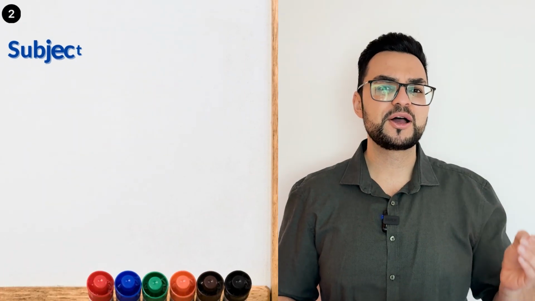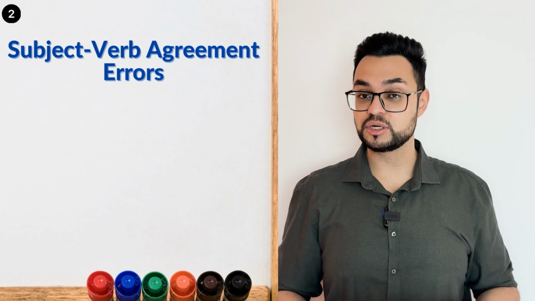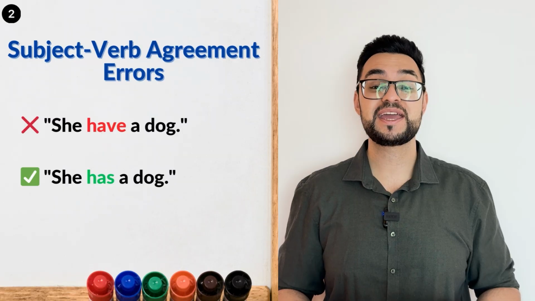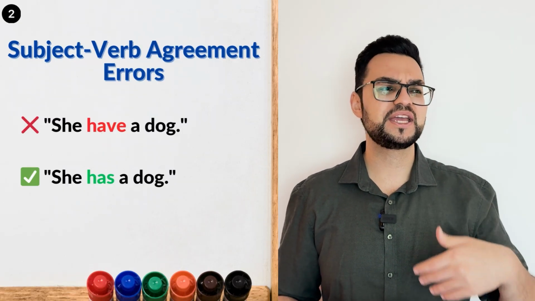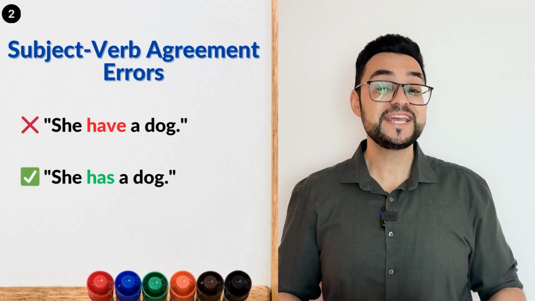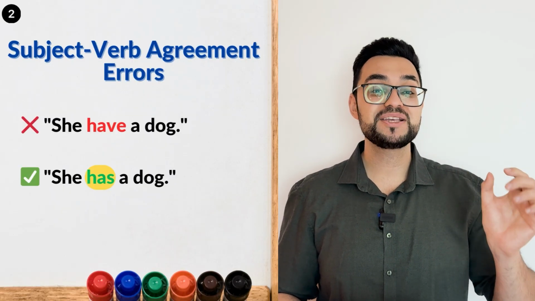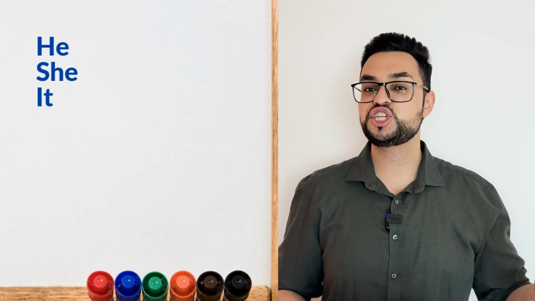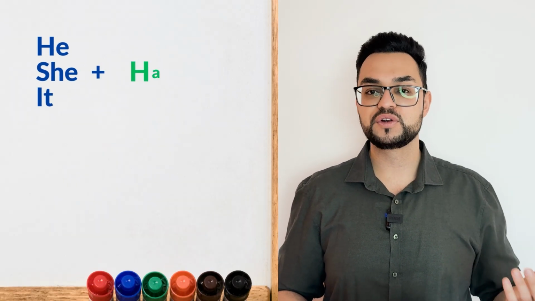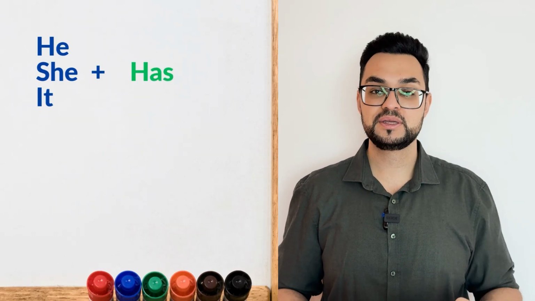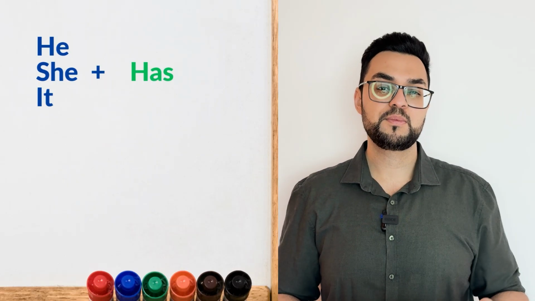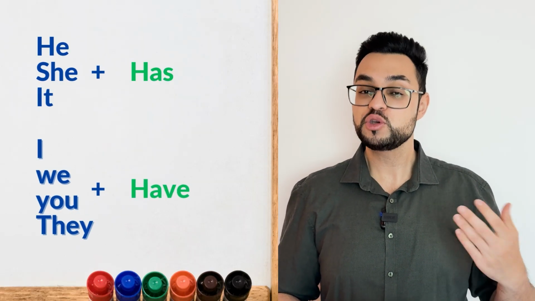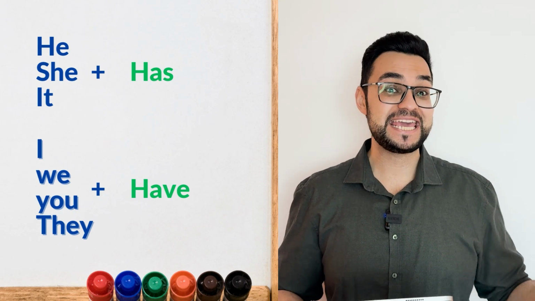Number two, subject-verb agreement errors. Like saying she have a dog instead of saying she has a dog. I've seen this mistake a lot of times. Remember, in English, the verb must match the subject you're using. So if you're using he, she, or it, definitely your verb needs to be in a singular form. In this case, has. But if you're using I, we, you, they, you can use have, like they have a dog.